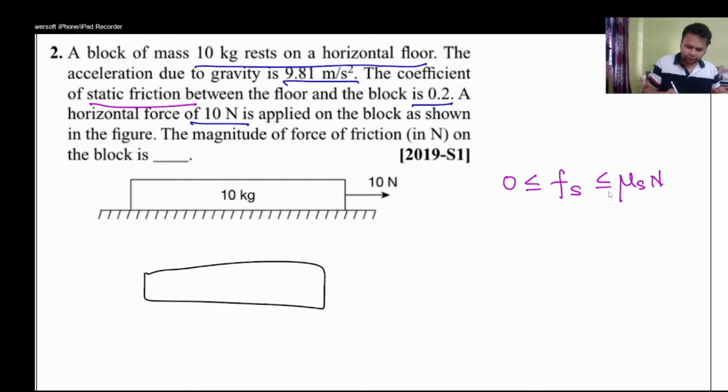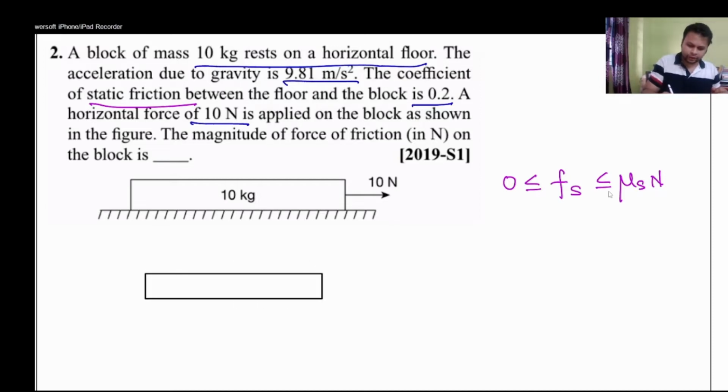So let me draw the FBD and try to find out N. It's not required to draw the FBD separately every time, because we are solving multiple choice questions, so nobody is going to see how you solved it, only the final answer. There are no marks on that. Still, for your understanding, I'm drawing it separately.